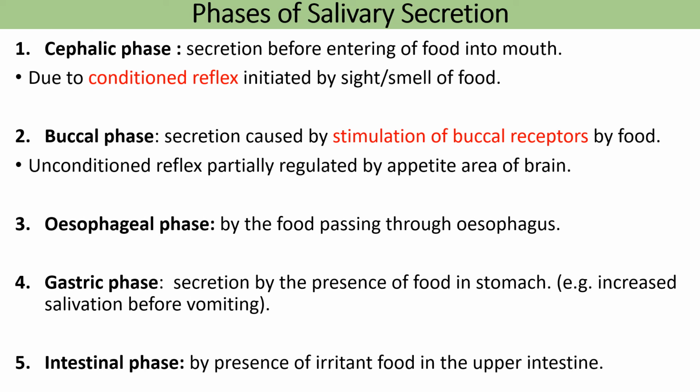The fourth phase of salivary secretion is the gastric phase. By the name you can tell, it is related to the stomach. So whenever there is entry of food in the stomach, there will be secretion of the saliva. Now the fifth is the intestinal phase. It is not a normal kind of food, but whenever this phase is activated, that is, whenever there is some irritant food present in your upper intestine, there will be excessive salivation.